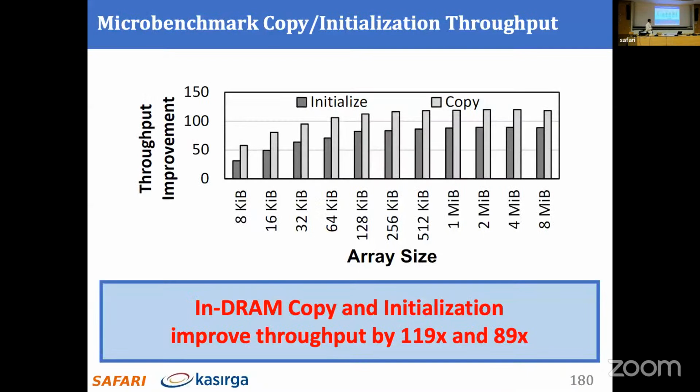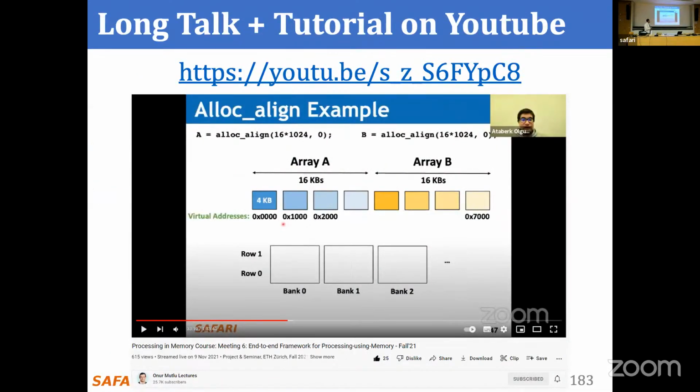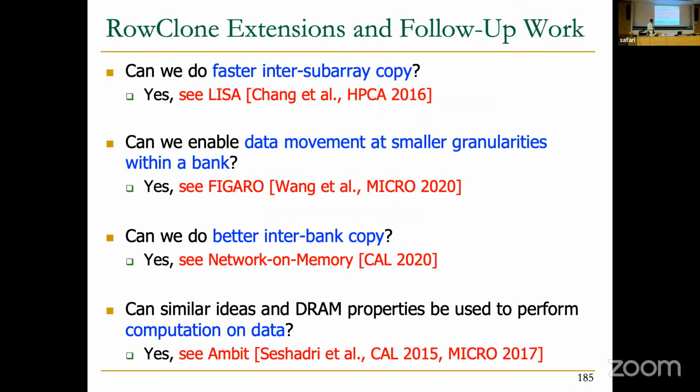This is open source, and we show that using this framework, we can do row copy and initialization and improve throughput compared to the overall system. So if you are interested, you can check the paper and also the presentation. There are several improvements on top of RowClone itself, and several follow-ups. You can do copy across subarrays using LISA, across different granularities in the bank using FIGARO, across banks using NoM, and also other primitives like AND, OR, and NOT operations.